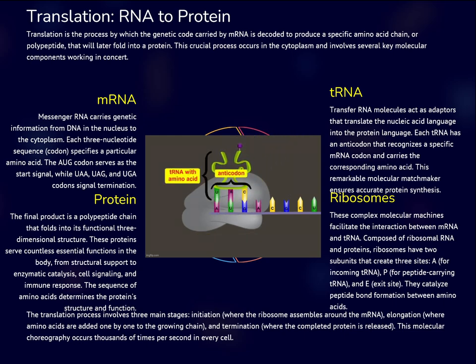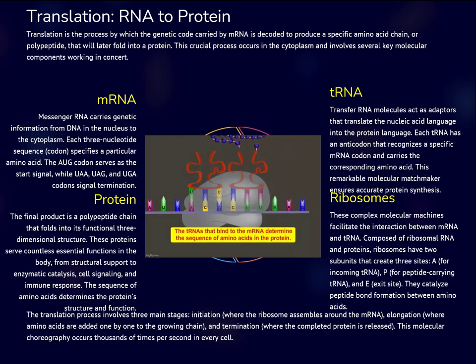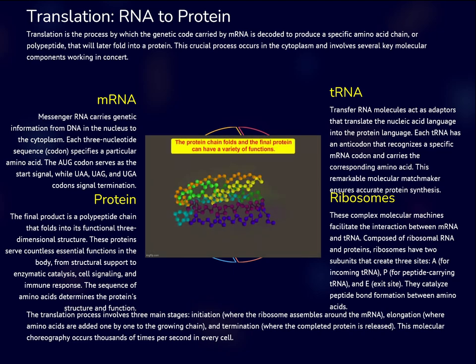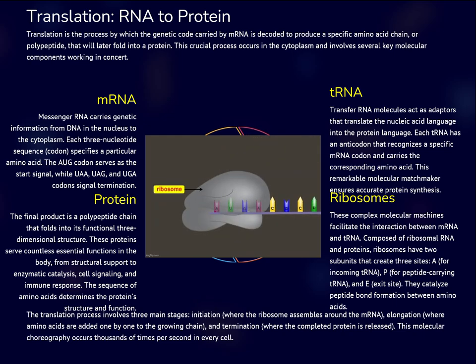Translation is the second major step of gene expression. Translation happens at the ribosomes, which are like protein factories in the cell. The ribosome reads the mRNA in sets of 3 bases at a time. Each set of 3 is called a codon, and each codon matches up with a specific amino acid.